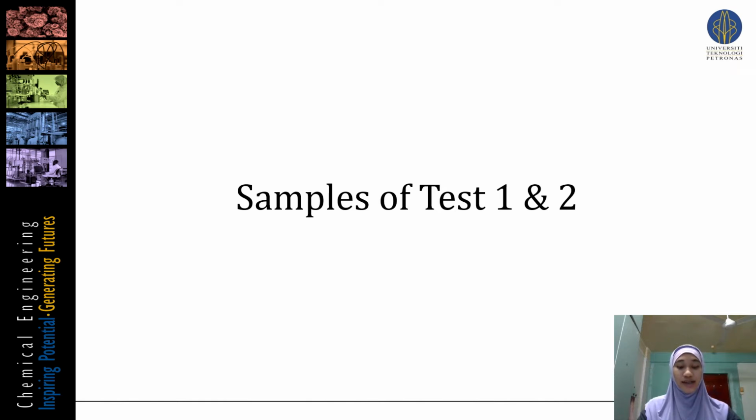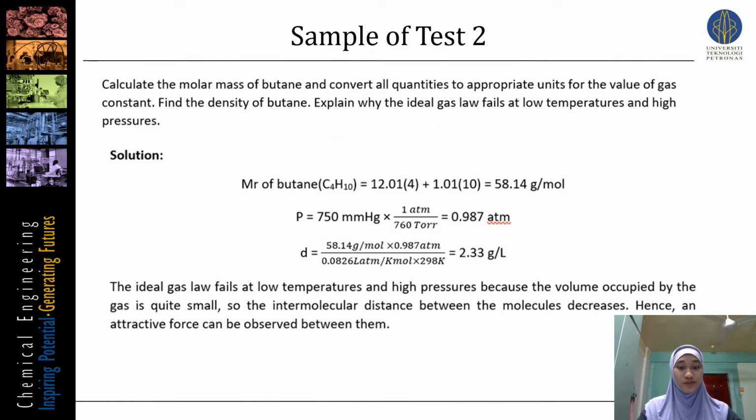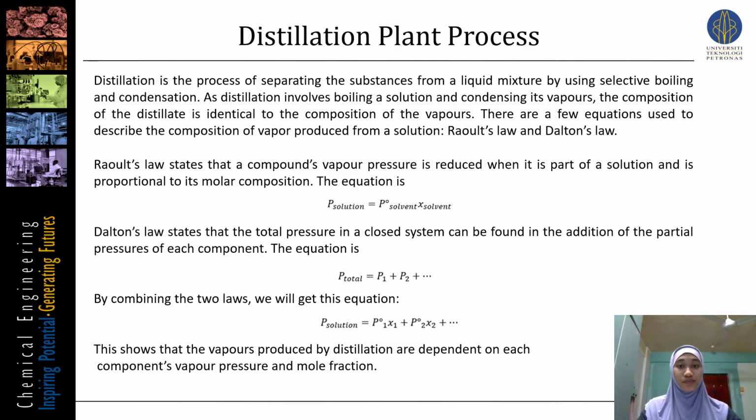In each test, there are 3 subjective questions provided. Here are a few examples of questions from test 1 and test 2. All quizzes and tests were conducted online. I will then explain a few industrial processes.